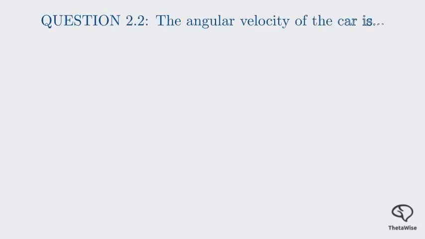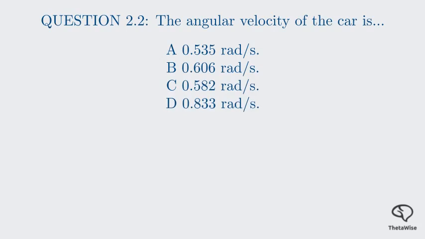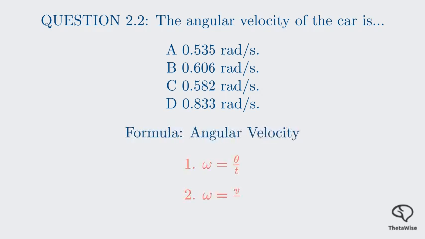Now let's move on to question 2.2, which builds on our previous calculation. The question asks for the angular velocity of the car. Angular velocity, represented by omega, is the rate at which an object rotates or revolves. It's the angular equivalent of linear velocity. We have 2 main formulas for angular velocity, highlighted in red. The first is angular displacement divided by time: omega equals theta over t. The second relates it to the linear speed v and the radius r: omega equals v over r.